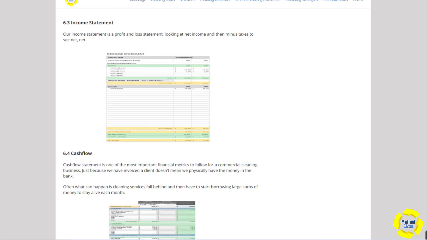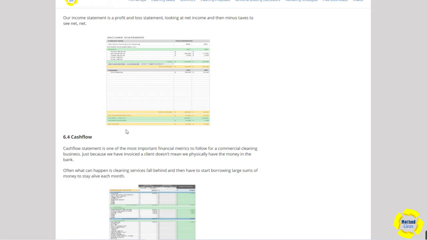The third one in financials is the income statement. This is our profit and loss, and then minus taxes to see our net. Taxes can be a big deal, especially with a small business owner, but that is all something that you would go over with an accountant.